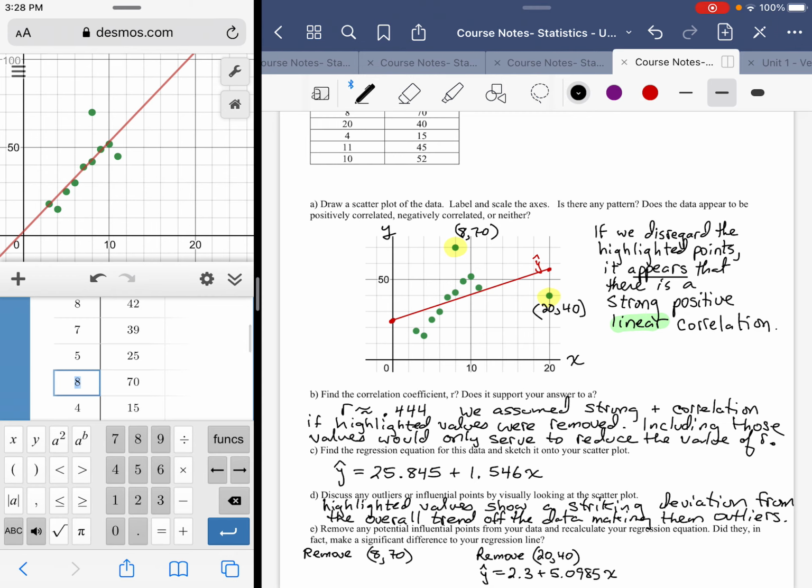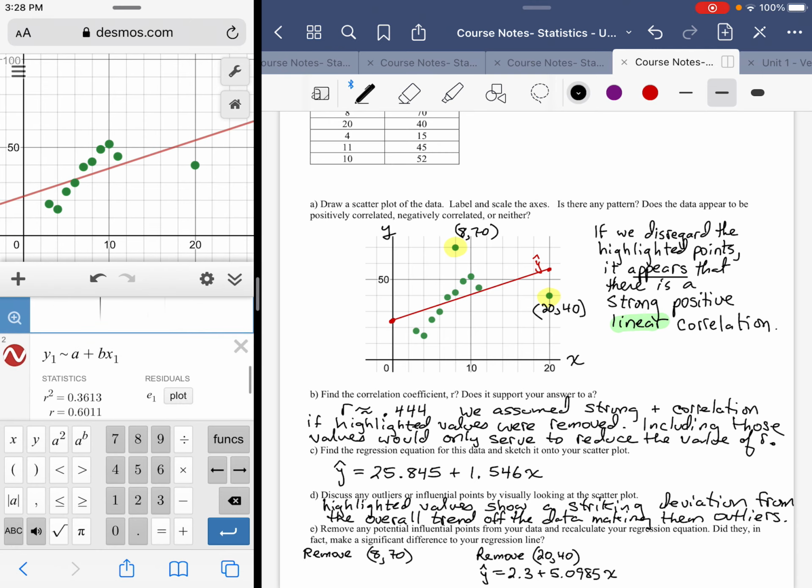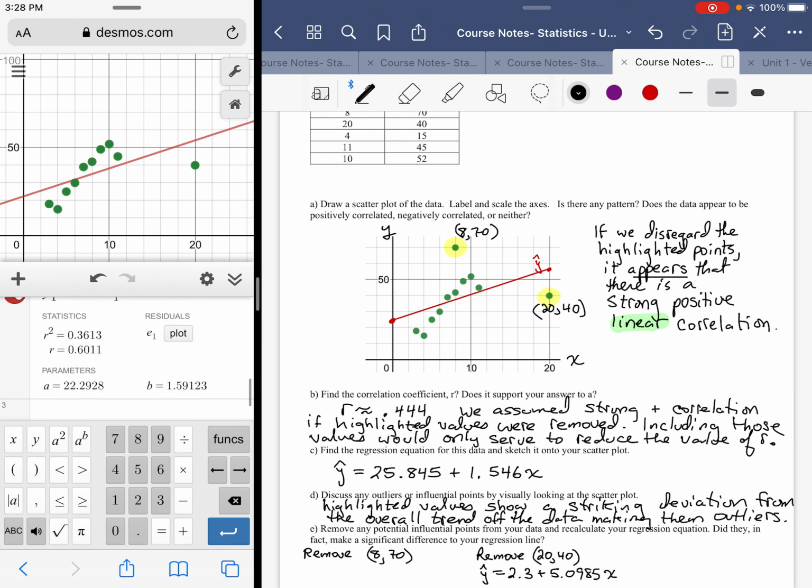Now what I'll do is remove the 870, but in removing it, I'll just replace it with the 2040. So the 2040 gives a y hat of about 22.293 plus 1.591x.